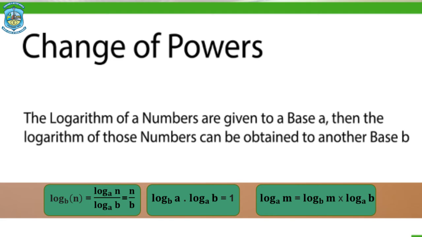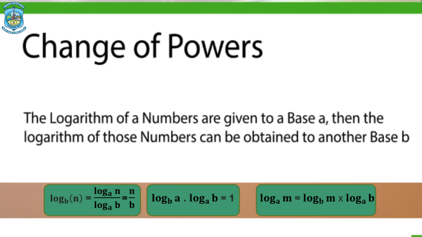We have three types of general formats for this. The first one is log of n to the base b can be written as log of n to the base a divided by log of b to the base a. Another format, we have log of a to the base b multiplied by log of b to the base a. If it is used interchangeably, the answer is equivalent to 1. Next, we have log of m to the base a is equal to log of m to the base b multiplied by log of b to the base a. We will use these rules to reduce complex problems while solving.